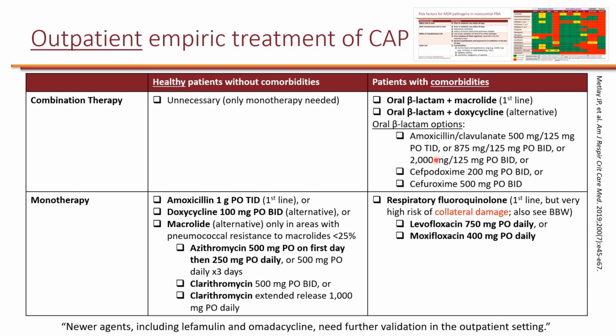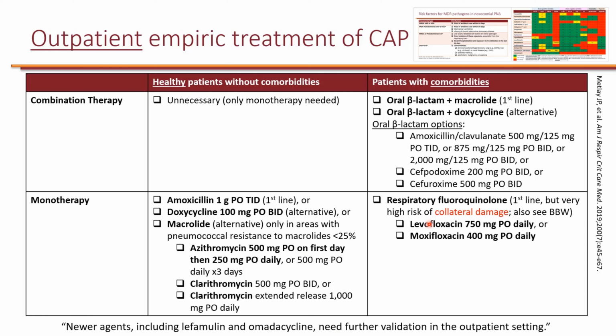And of course, you can still have the option to use a high dose. With amoxicillin, we use the clavulanic acid combination in order to overcome the beta-lactamases from H. flu and Moraxella catarrhalis, because with these patients, you're more likely to have those strains. And of course, you can also use cephalosporins like cefpodoxime and cefuroxime. If you choose any of these, it has to be in combination with either azithromycin or doxycycline.